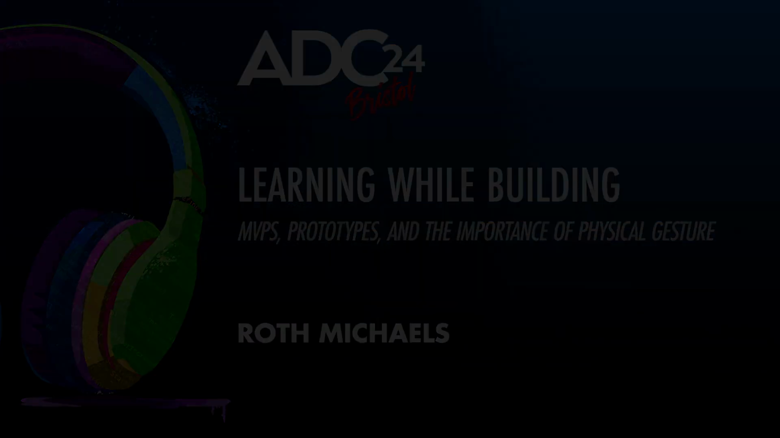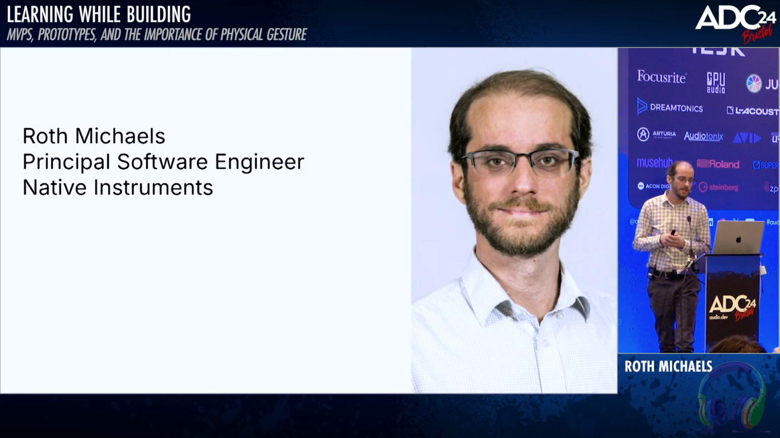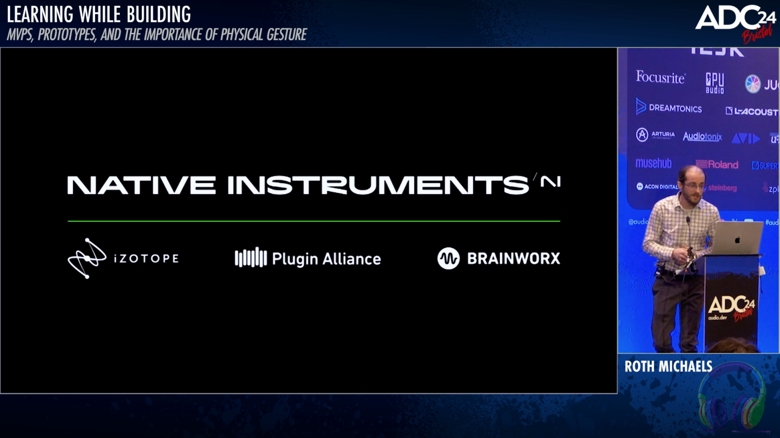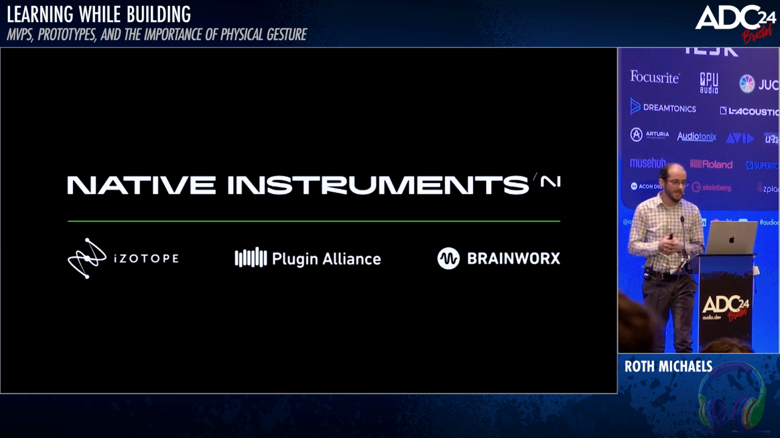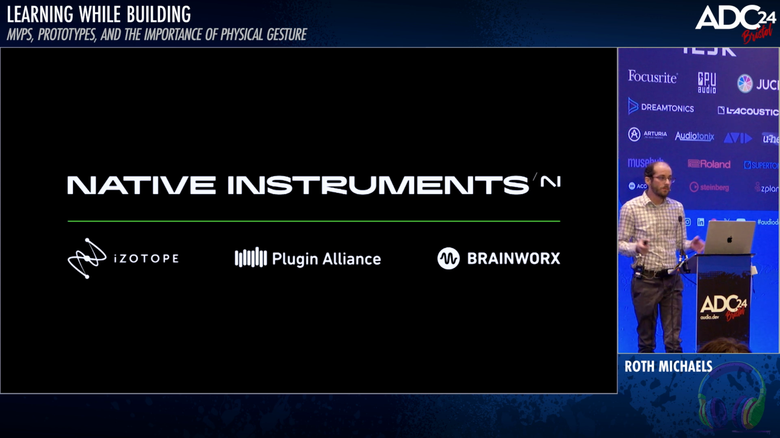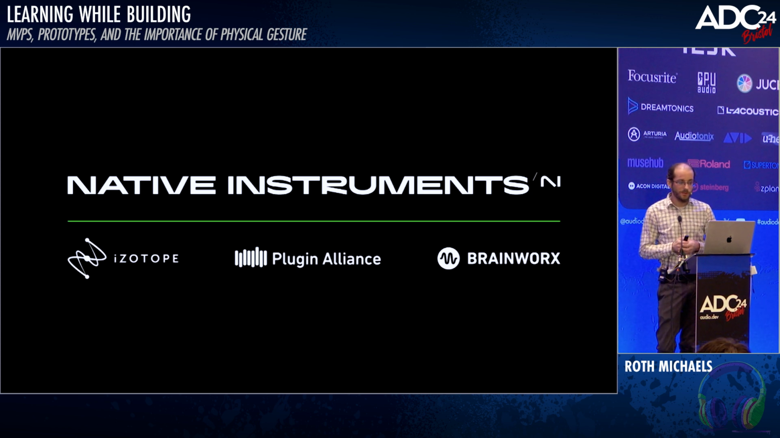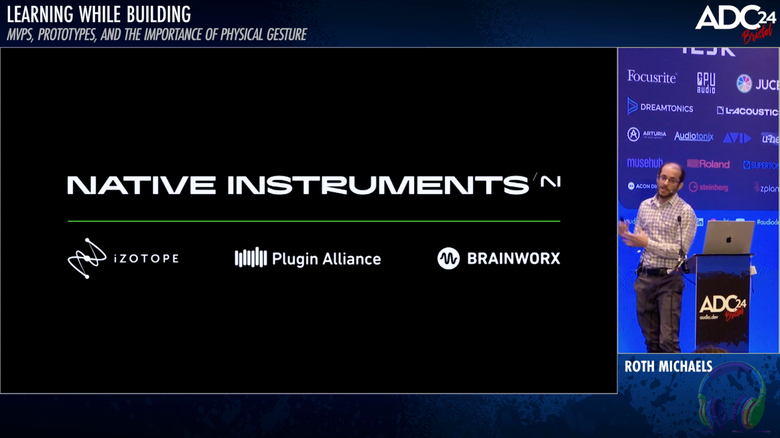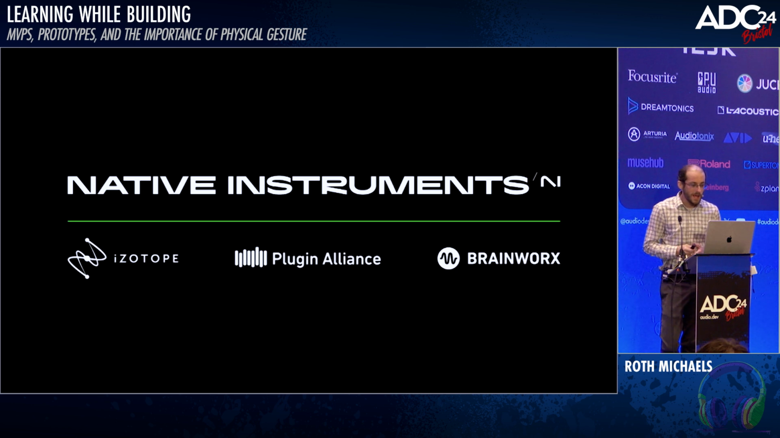For those who don't know me, I'm Roth Michaels. I'm a principal software engineer at Native Instruments, and I came to Native Instruments through Isotope, because we're now a big family of Isotope, Native Instruments, Plugin Alliance, and Brainworks. These days I'm supporting teams across all three of the brands, but most of the stories you'll hear today are from my Isotope days.